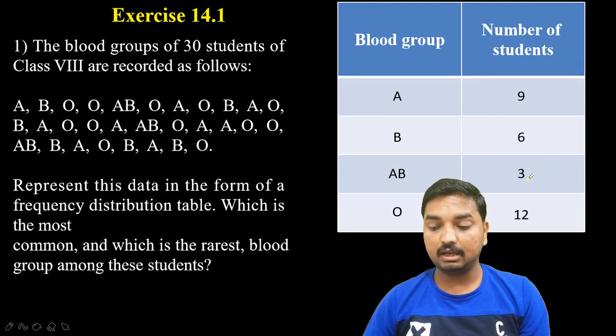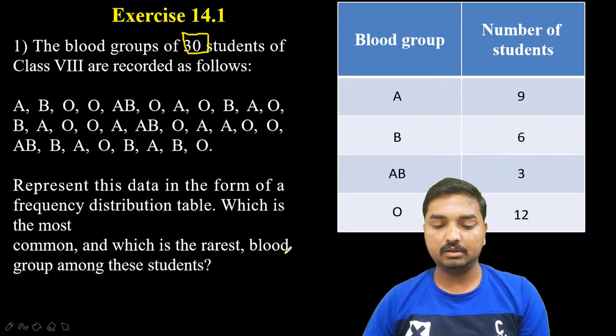Okay, so now if you count these numbers, 9 plus 6 it will become 15. 15 plus 3 means 18. 18 plus 12 means 30. Definitely you will get 30. Okay, so totally there are 30 observations, and the sum of the frequency column must be equal to what? 30, and here it is exactly equal to 30, which means everything is right.